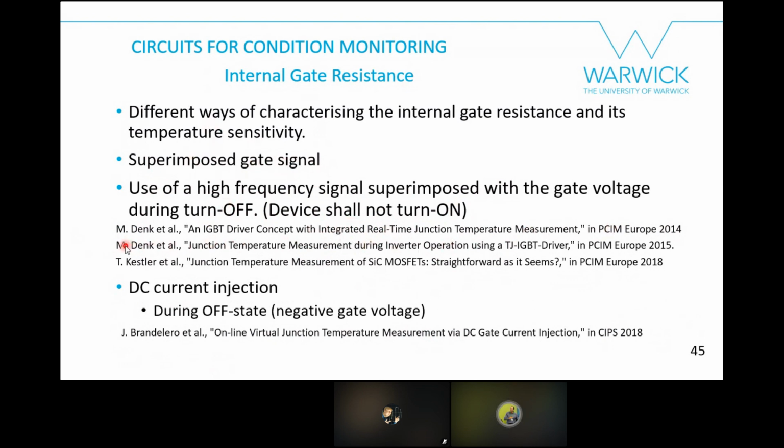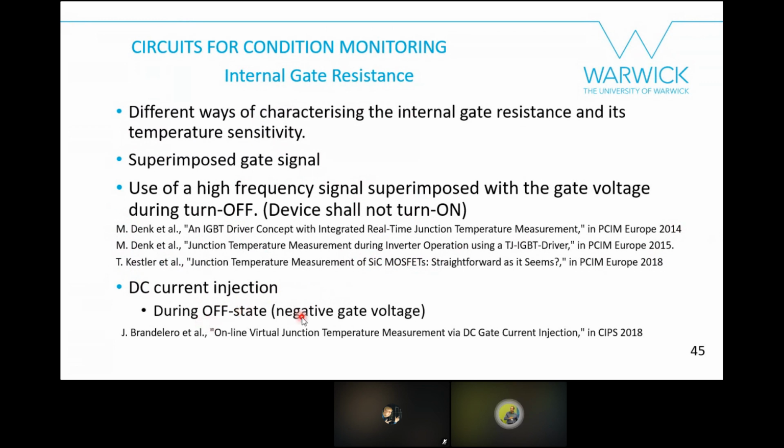And they managed to monitor the gate resistance. You have a lot of publications where they analyze this circuit for IGBTs, how they designed the gate driver, and how they implemented that for monitoring the internal gate resistance of silicon carbide MOSFETs. If you're interested in these kinds of parameters, go through these references that are quite good.